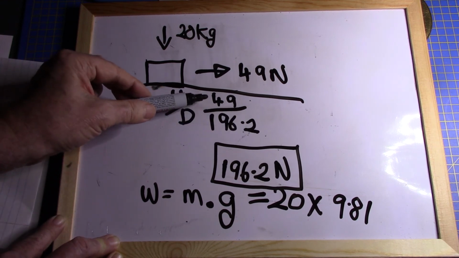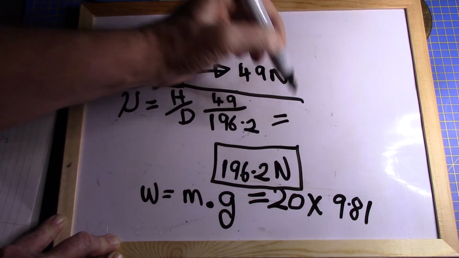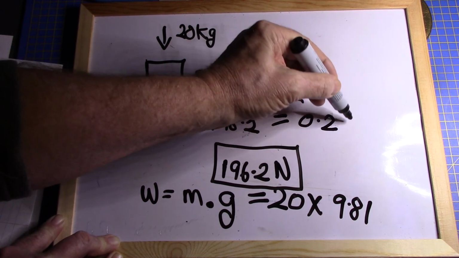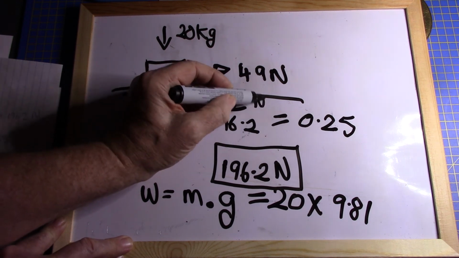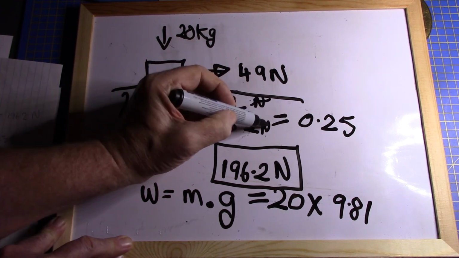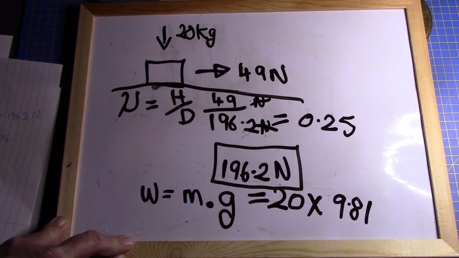Now because that's a small number and that's a big number, you know your answer is not going to be a whole number. It's going to be something less than 1. And when you do the division there, you get an answer of 0.25. Now because it's just a ratio between two sets of forces, there's no units of measurement involved. If you look at it, this here is 49 newtons and that there is 196 newtons. Newtons above the line cancels with newtons below the line, so there's no newtons in your answer. So it's just a ratio.